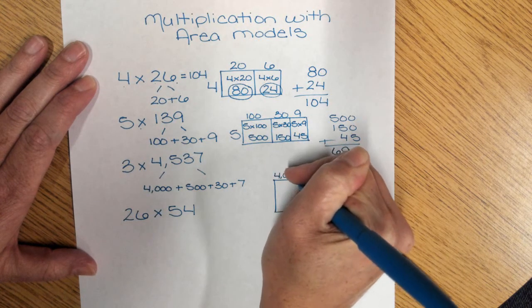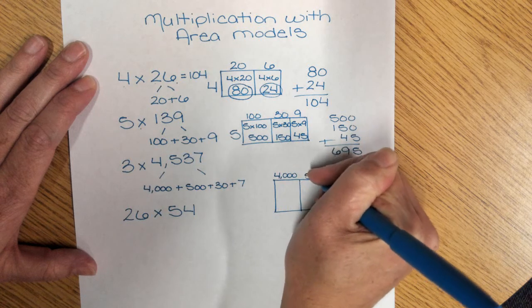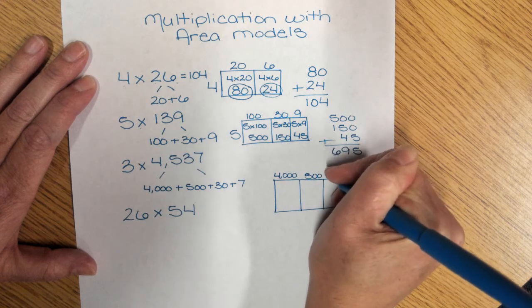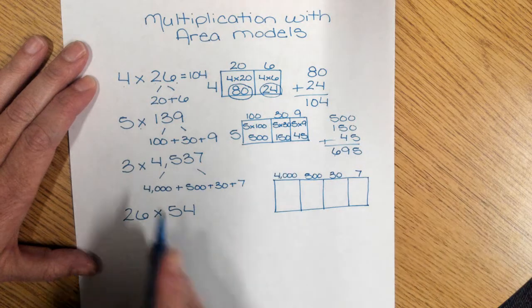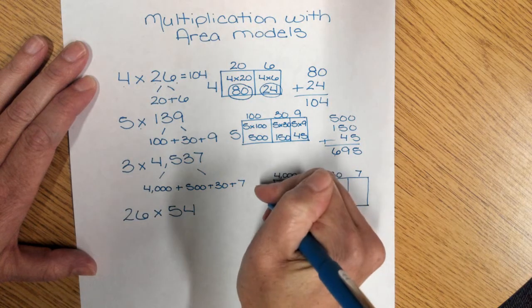4,000, 500, 30, 7, and I'm multiplying it times 3.